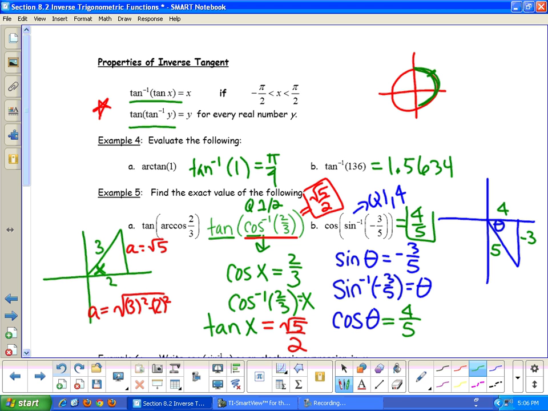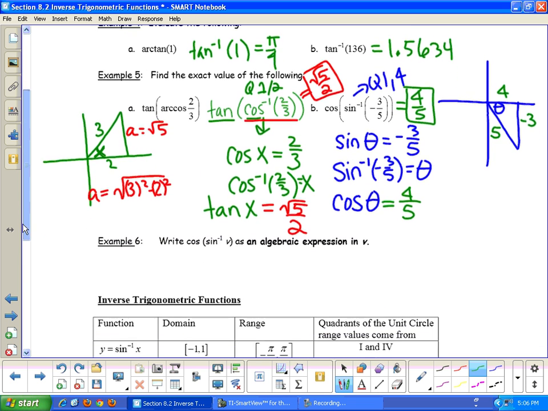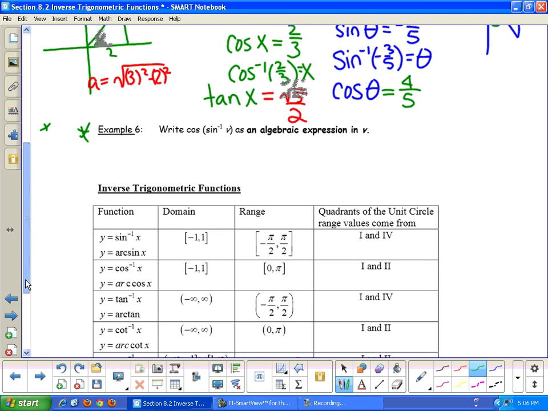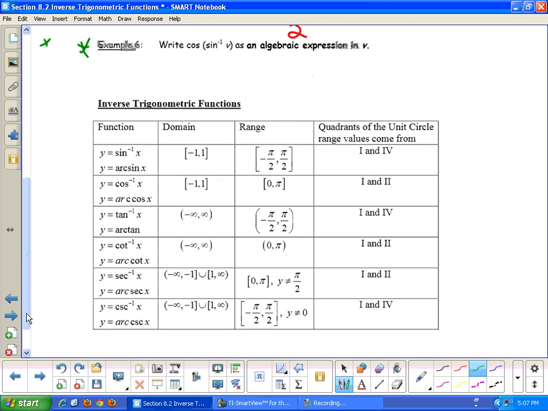And again, when you don't have something on your unit circle, you need to draw a triangle in order to help you figure out what that other value is, because you're using the same angle for each of them. So the very last part, we'll do example 6 in class together and look at that. But the very last part, now we have our table here.